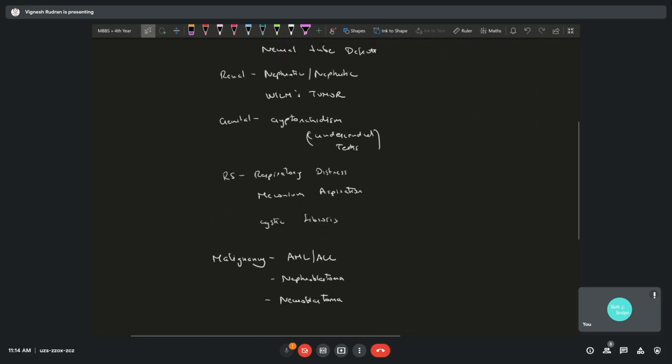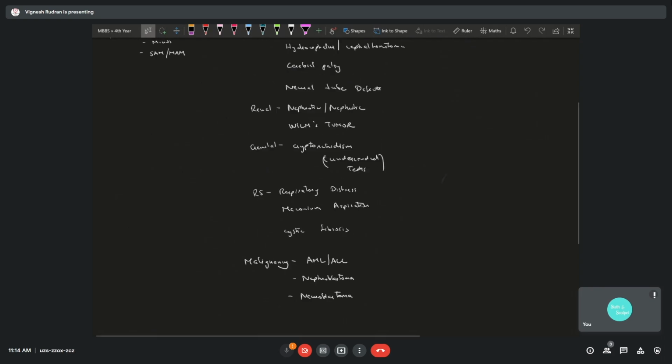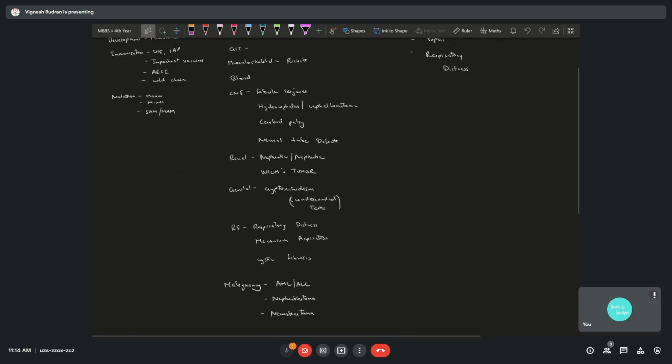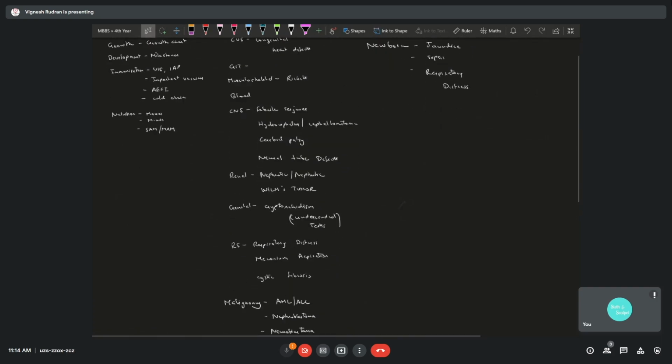And then your respiratory system, you have your respiratory distress, and then you have meconium aspiration, and you have cystic fibrosis. The last few important malignancies in pediatrics are going to be your AML, ALL, nephroblastoma, this is the other name for Wilms tumor, and neuroblastoma, which is a tumor of the adrenal gland. The last session will be a short session on newborns.